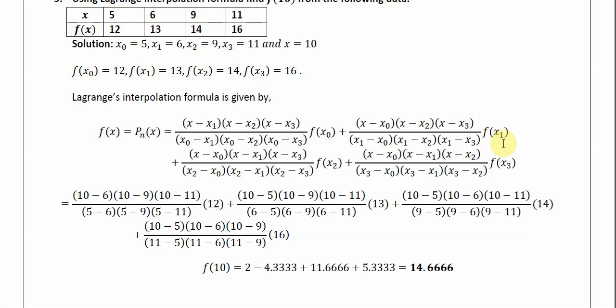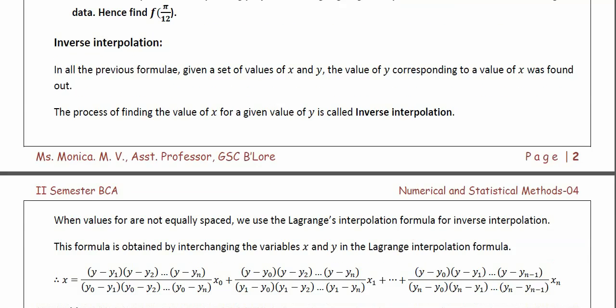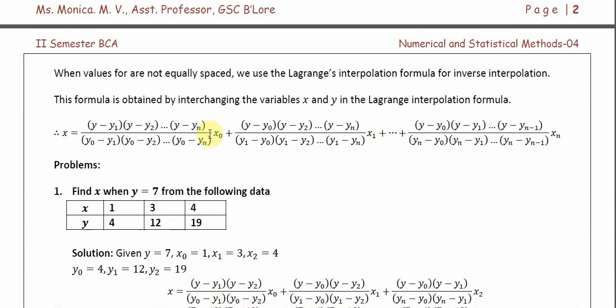f of x1 ಅದು y value. x value ಏನು? x value is x1. Therefore, f of x1 will change as x1. f of x2 will change as x2. f of x3 will change as x3 only. Remaining everywhere x ತೆಗೆದು y ಹಾಕೊಂಡ್ರೆ we get the formula for inverse interpolation. So using Lagrange's interpolation formula, my formula for inverse interpolation is here.